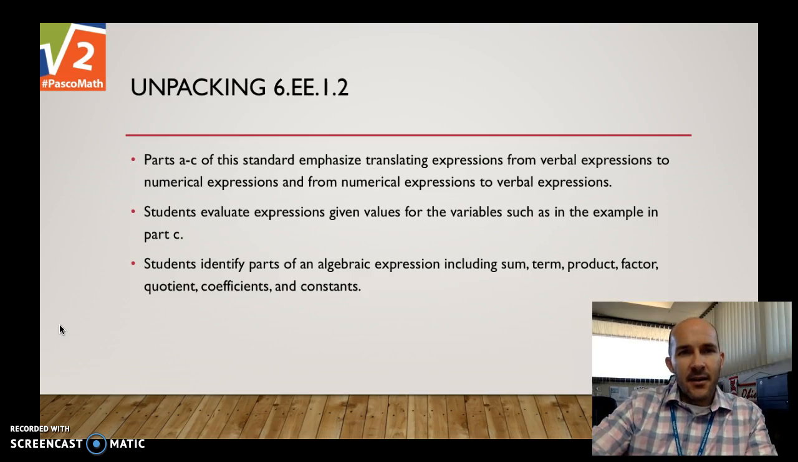So, unpacking the standard. Parts A through C of the standard emphasize translating expressions from verbal expressions to numerical expressions, and from numerical expressions to verbal expressions. That's a tough thing for students to do. Math is definitely just like any other language, they need to learn it. So this is where we need a lot of emphasis on precise math vocabulary. Students evaluate expressions for given values of variables, such as in part C. And then students identify parts of the algebraic expression, including sum, term, product, factor, quotient, coefficients, and constants.